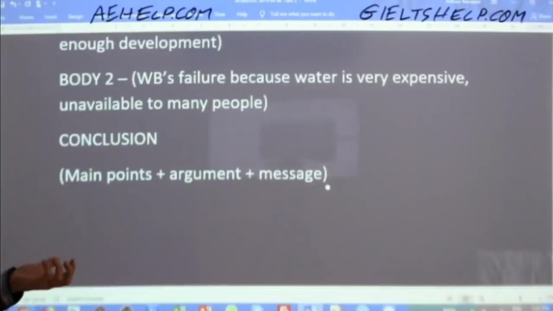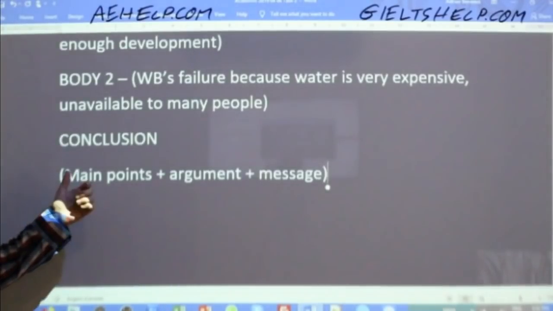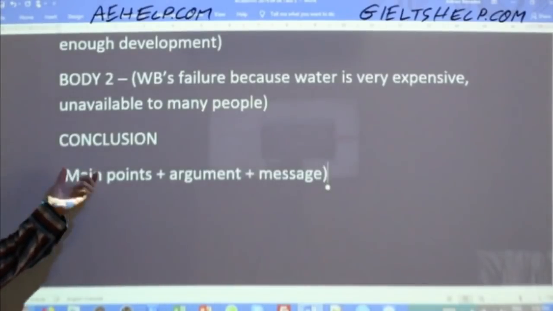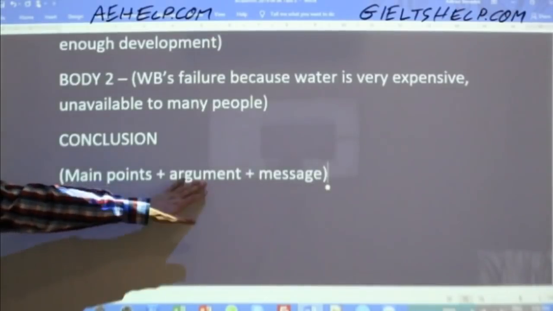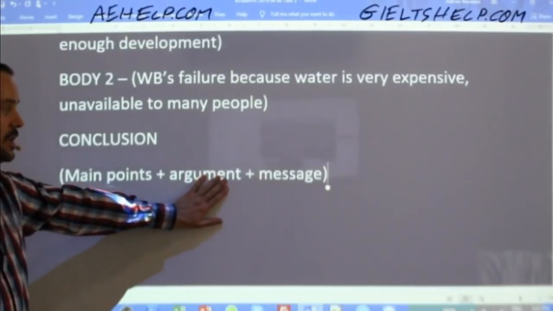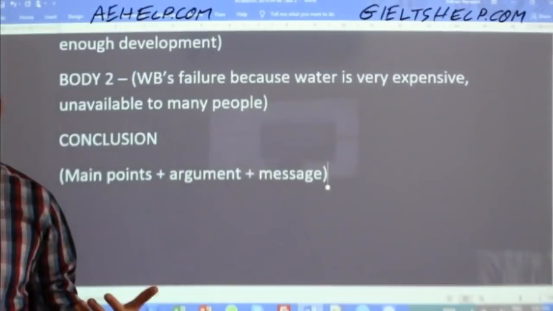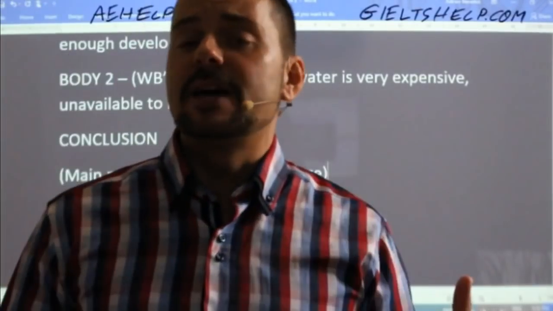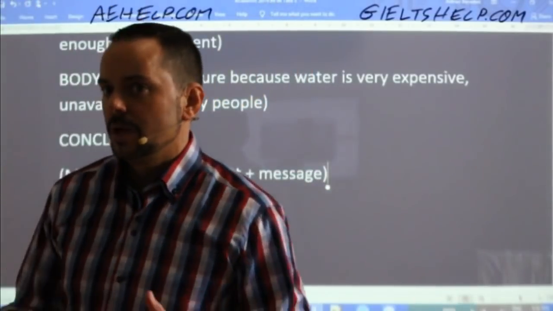What are my main points? My main points are that water is expensive and it's unavailable in many countries in the South. So what's my argument? That the World Bank is so far failing in the promotion of privatization. What's my message? That they need to try a different approach. Okay, so now I just need to put that into 2 or 3 sentences. Does that make sense, Amardeep? What I just said there?